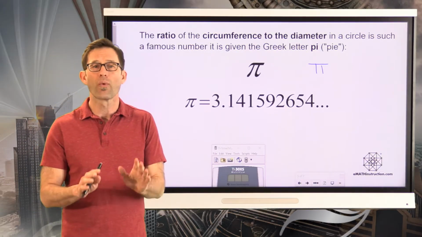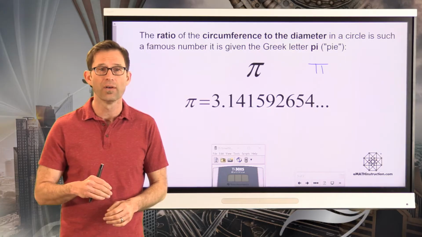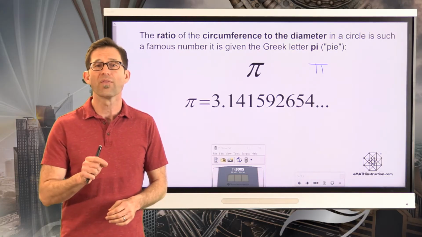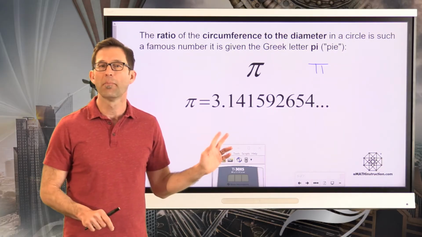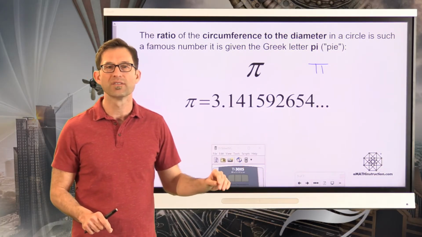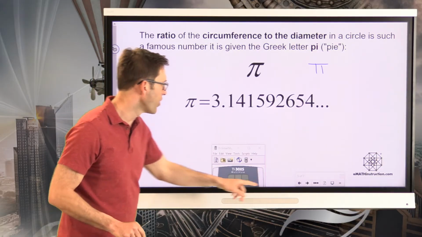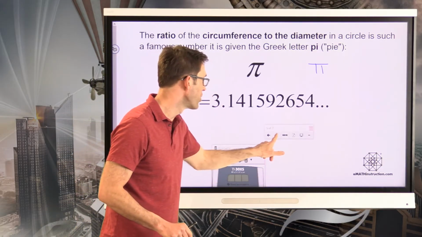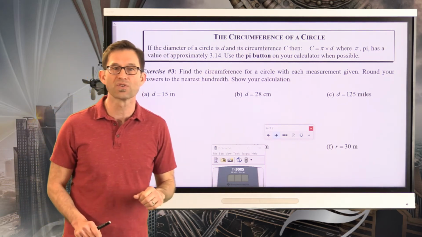And we all know that rational numbers, their decimals either terminate, like 0.25, 1/4, or they repeat, like 1/3, 0.33333333. Pi never repeats and it never terminates. Now, that being said, how do we use it? Well, we use it to calculate the circumference of a circle.